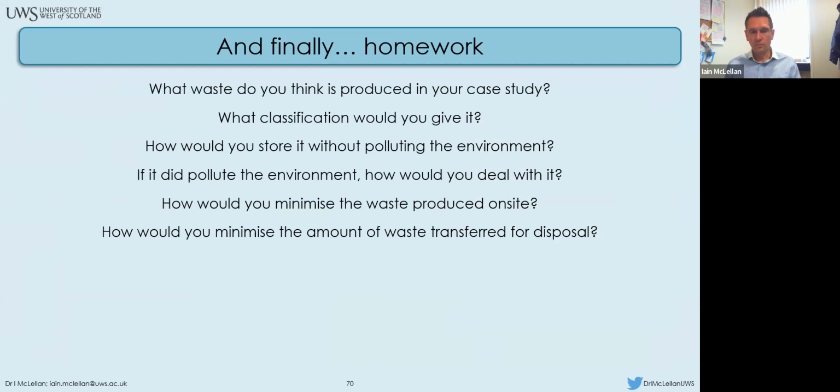So, in one A4 page, you can do this in 3 paragraphs. I don't need a paragraph for every single one of these. You can lump them together. So what waste do you think is produced in your case study, and how would you classify that? That's using the European Waste Catalogue. That can be paragraph 1. You can put a table in if you want. Just think about waste. It doesn't have to be all the waste that's produced. Give me 4 or 5 different types of waste and how you're going to classify it.